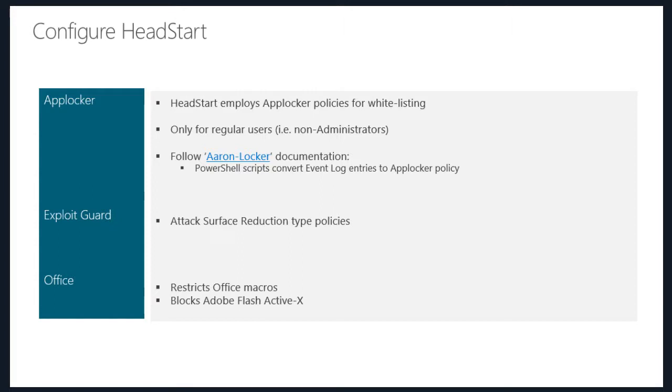The next slide, or the next couple of slides, highlight some additional information around things to focus on when setting up the HeadStart GPOs in your environment. Based on the NCSC recommended guidelines, the HeadStart GPOs include AppLocker policies for application whitelisting. So this is a way of locking down what standard users can run or execute on their computers.